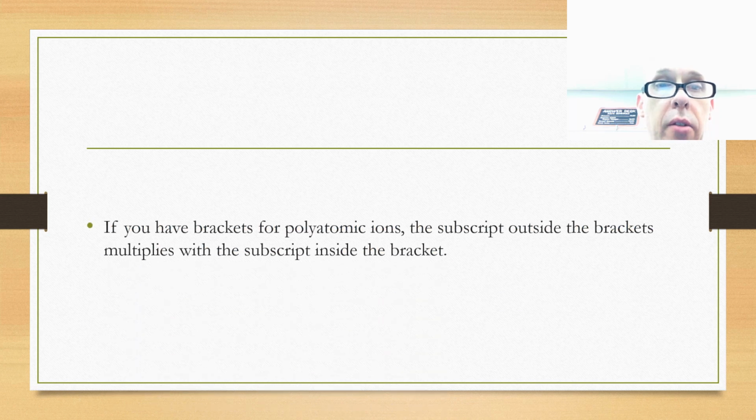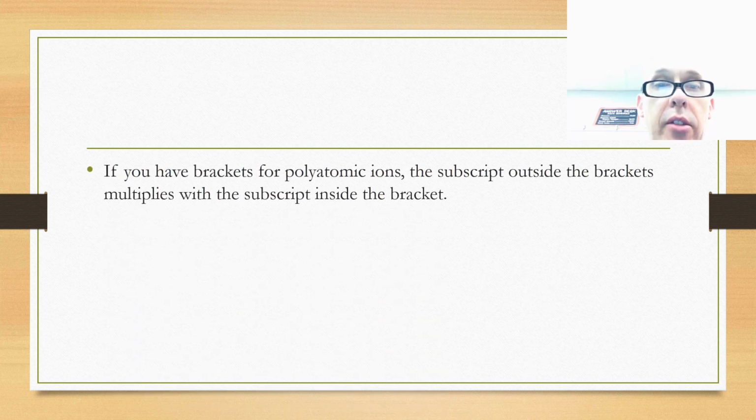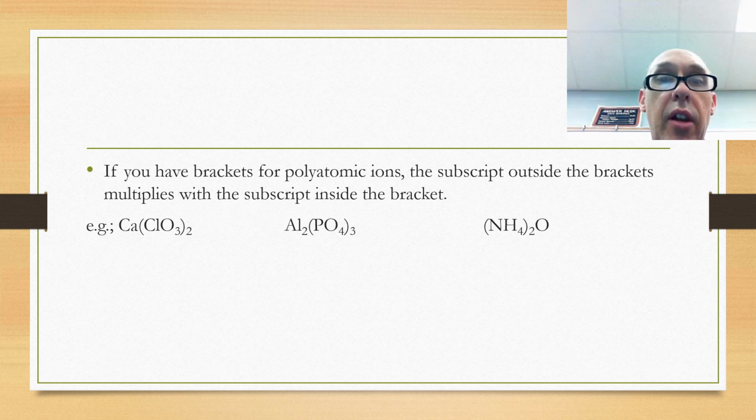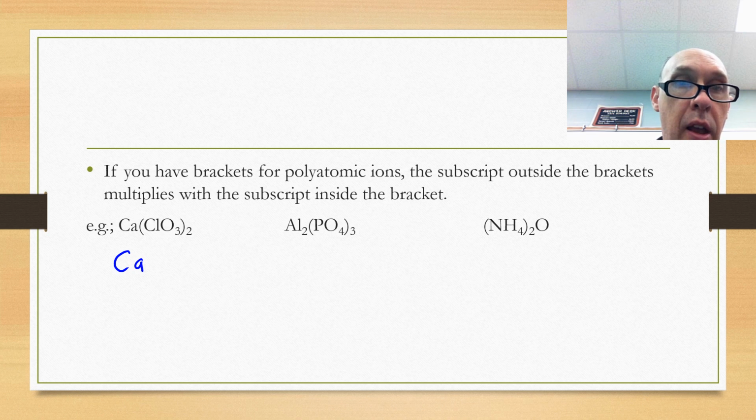Okay, so now that we've got elements and compounds, we're going to increase the complexity just a little bit. What we're going to deal with now is polyatomic ions in brackets. So if you have brackets for polyatomic ions, the subscript outside the bracket multiplies with the subscript inside the bracket. So let's see some examples. We've got 3 of them here. Just like in our last round, we're going to have to identify each of the elements individually. So let's start with the calcium chloride on the left. We're going to have Ca, we're going to have Cl, and we have O.